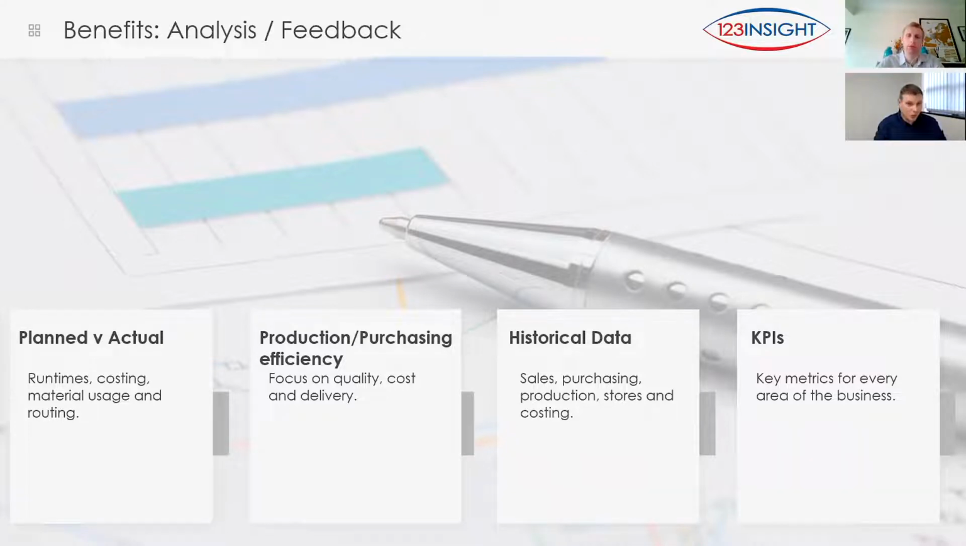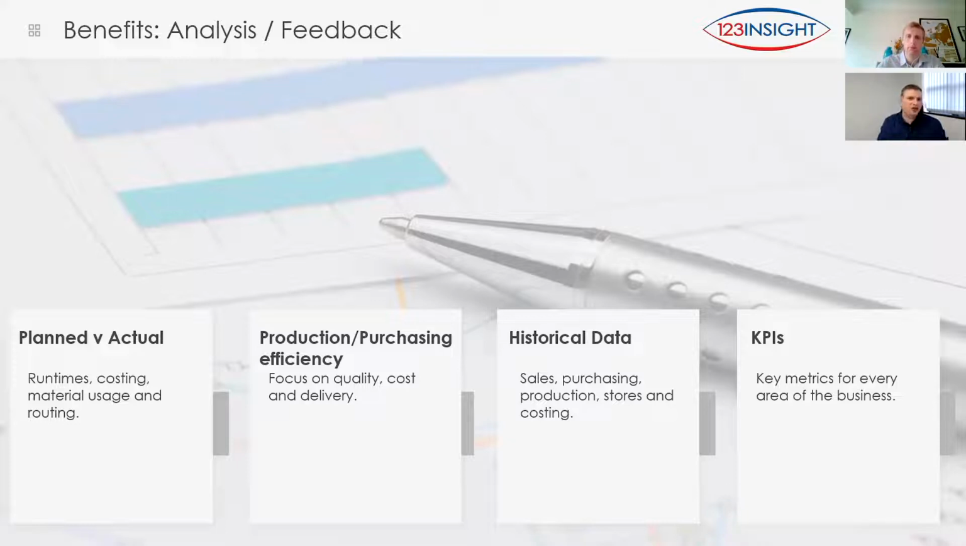And so MRP systems will typically give you things like plan versus actual reporting. So, what we thought it was going to cost us, or how long we thought it was going to take us, compared to what it actually did, and where it took longer, why, and where it took less time or less money, why. The production and purchasing efficiency we've spoken about already, but that real focus on quality, cost and delivery is so important to manufacturers. As well as keeping all this data forever, so you've got historical data going back, enabling you to see trends and improve over time.